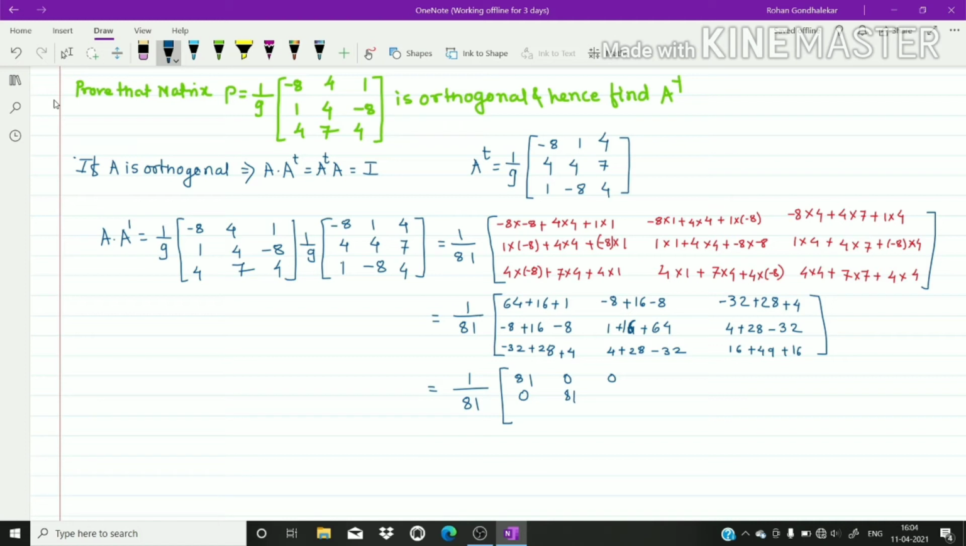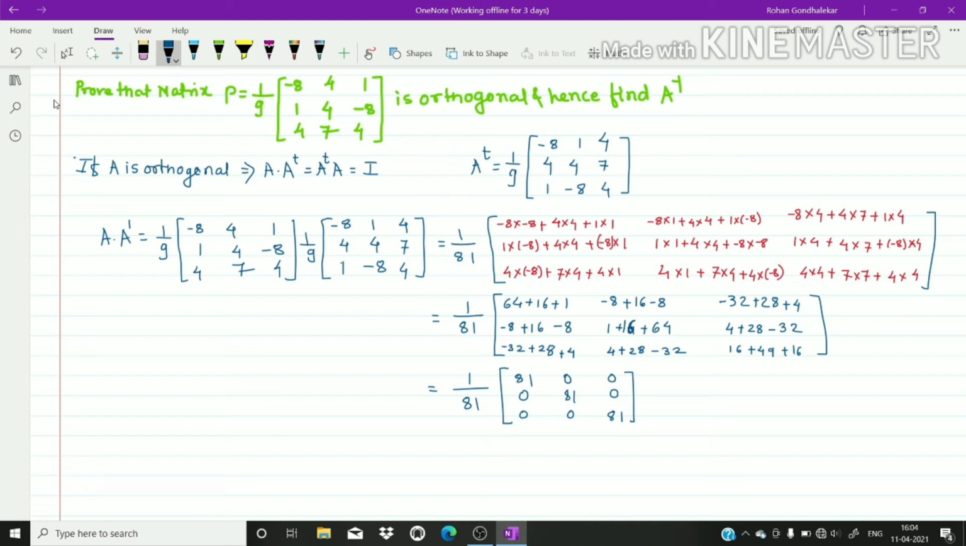Now again same, 28 plus 4, 32. 32 minus 32 becomes a 0. Again here also 0. Here also the zeros. 16 16, that gives me 32. 49 plus 32, that gives me 81.